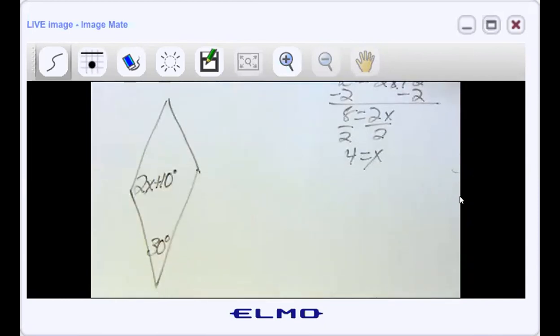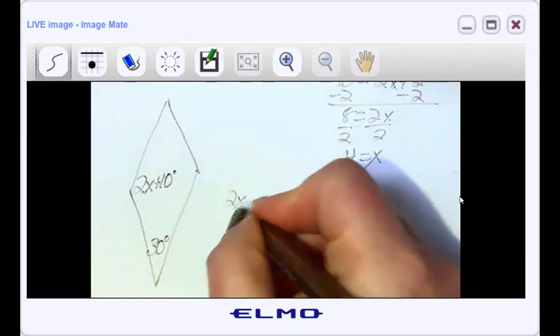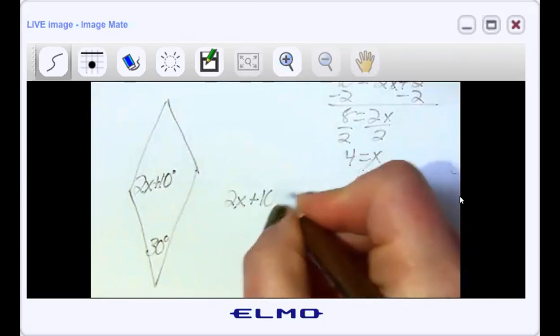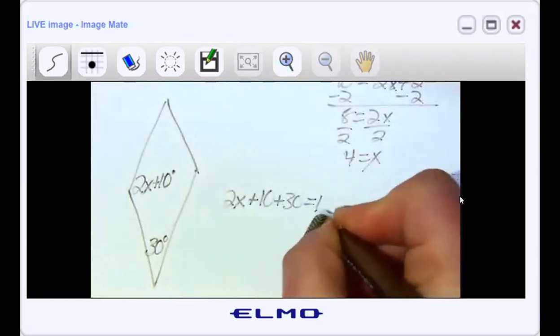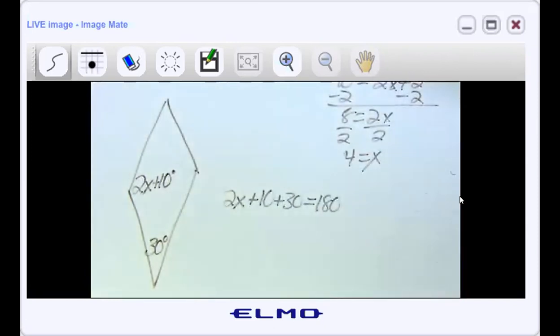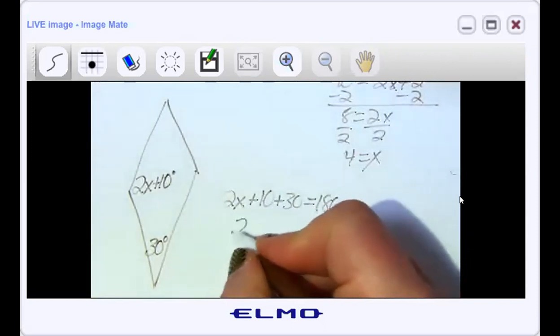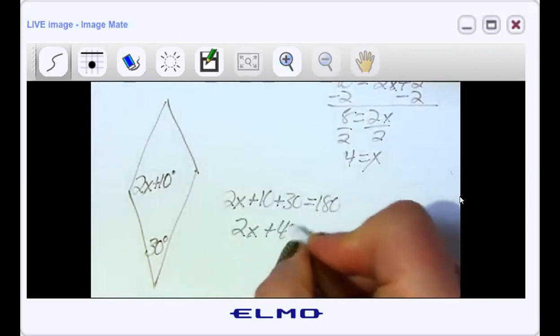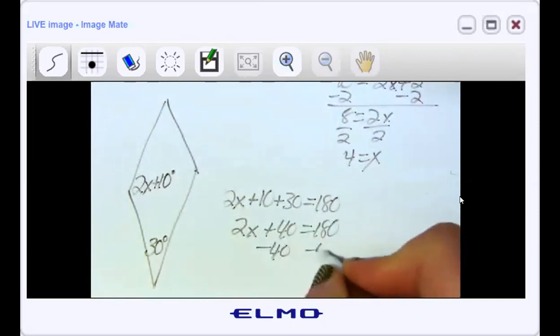So remember what that means. That means that these two together are going to add to be 180. So that's my equation. They are not equal to each other in this case. I'm going to add 2x plus 10 plus 30, and all together it gets me to 180. And now I'm just going to solve this equation like I normally would. 2x plus 40 equals the 180, and then solve, solve, solve.